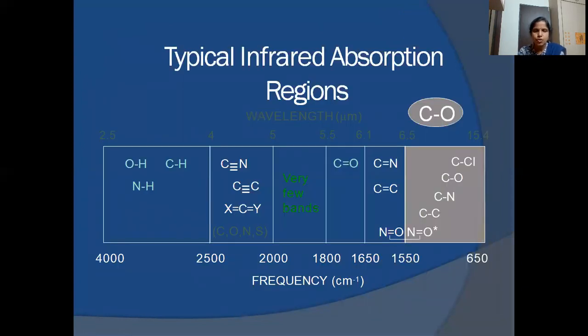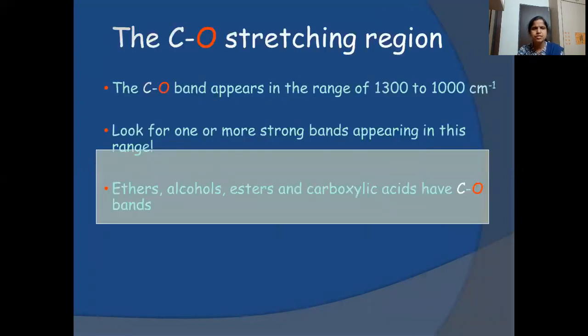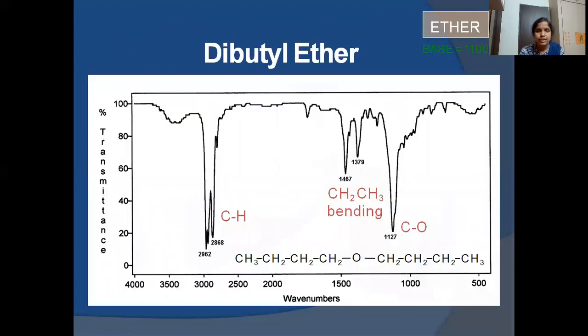Then C single bond O. For C single bond O stretching vibrations, the range is 1300 to 1000, or 1300 to 1200 actually. So in that range, C single bond O. We have seen C single bond O for carboxylic acid also. And now we are taking ether as an example, dibutyl ether.